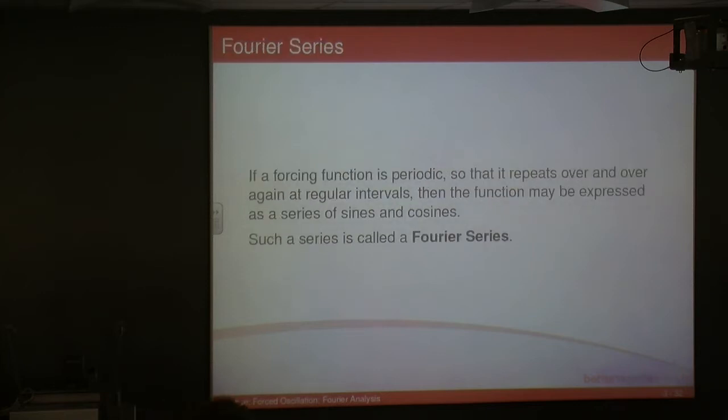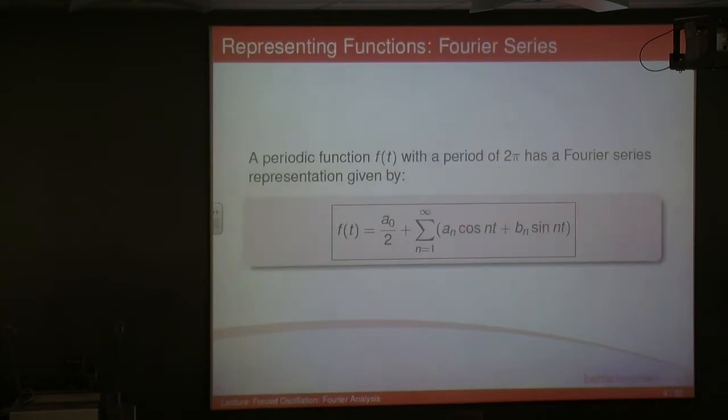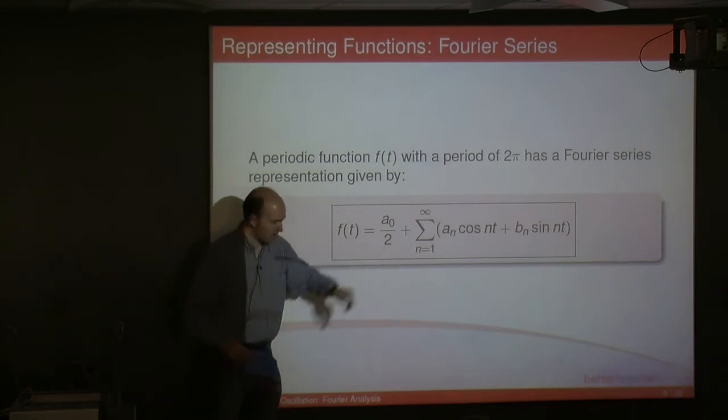So with Fourier series, if a forcing function is periodic, so that it repeats over and over again at regular intervals, then the function can be expressed as a Fourier series. And that Fourier series is a series of sines and cosines. So it's essentially a trigonometric problem. And so if we've got a function of period 2 pi, so every 2 pi seconds it repeats itself, then you can represent it using this equation.